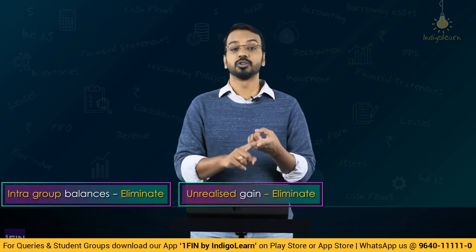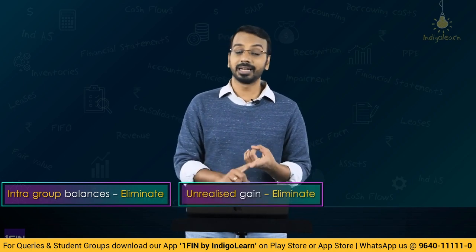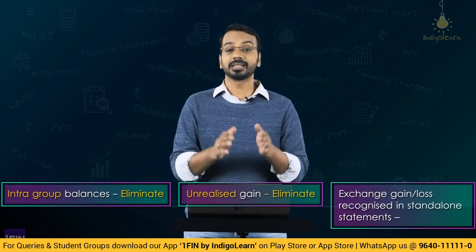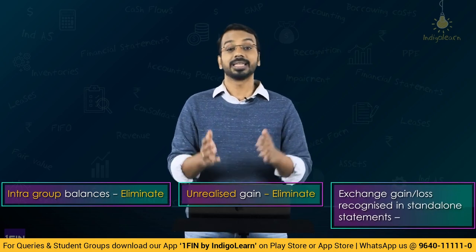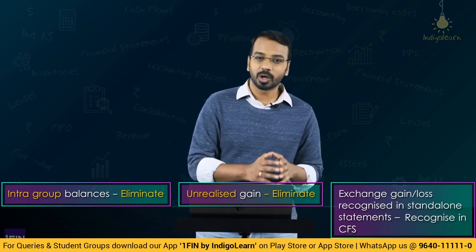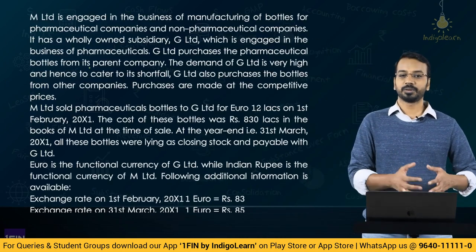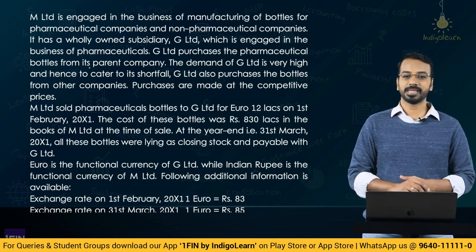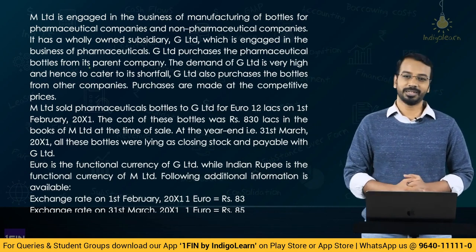So the summary of the discussion is: when you are consolidating financial statements, intra-group balances must be eliminated. Any unrealized profit on the transaction should be eliminated, and thirdly, exchange gain or loss that is recognized in the standalone financial statements must be recognized in the consolidated financial statements as well. Let's have a look at a question on the concept that we have just discussed, regarding consolidating the financial statements and the treatment of foreign exchange differences.